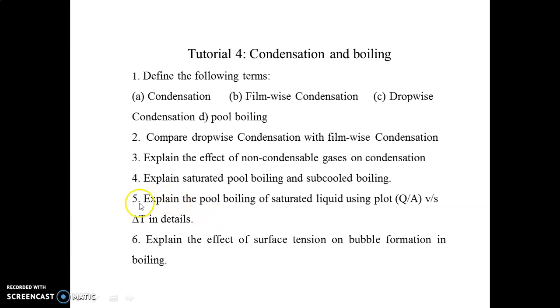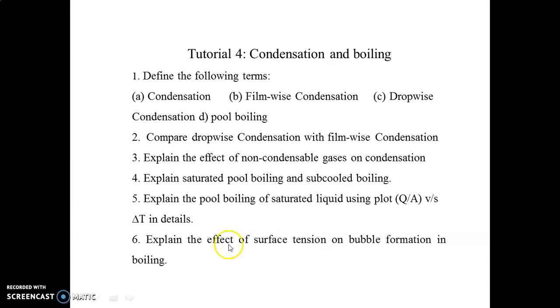Then the next question is question number 5. We have to explain the pool boiling curve or pool boiling plot by using Q by A, that means heat flux versus delta T. So delta T is nothing but TW minus TS. So you have to write the answer of this question by plotting the graph Q by A versus delta T and write what is happening in the segment AB, BC, then CD and then DE segment.